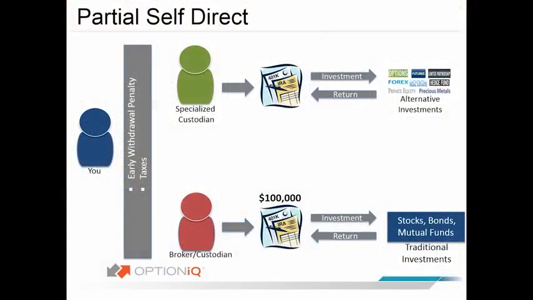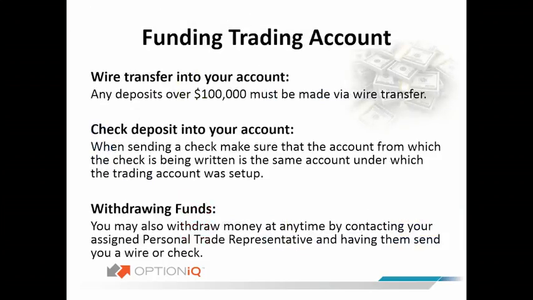Now, everyone always asks me, do I have to self-direct all my money or can I do just part of it? And the answer is you can do part of it. You could take part of the money that you have with your broker or custodian, wherever it's at today, and you could move some of that money over to the specialized custodian. So you could keep doing what you're doing with your current broker with stocks and maybe bonds or mutual funds, and then you could move some money over to a specialized custodian to do Option IQ software trades or additional investments. So I just want to make sure everybody understands that. Real simple to do that.